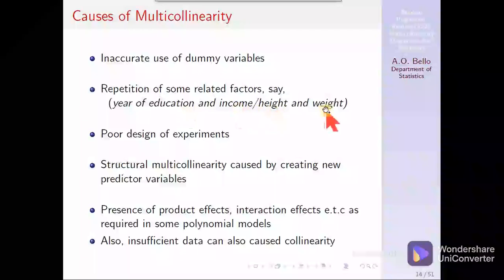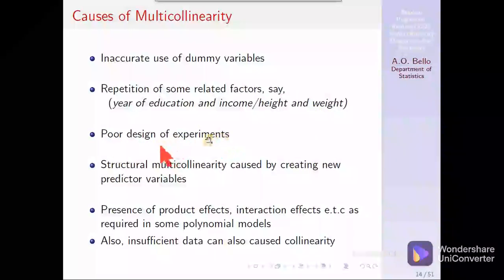Also, height and weight, for example. You find out that not in all cases, but in most cases, persons with the highest height are likely to weigh more than persons with the lowest height. So height and weight theoretically could also be expressing the same factor. They are related factors. So when you have these mixed up in your model, you are likely to have a problem of multicollinearity. Also, poor design of experiment.